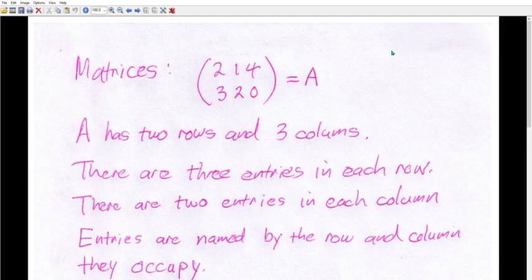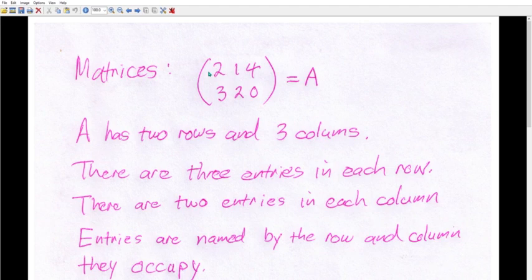Today we're going to discuss some basic ideas involving matrices. And the first thing I have to do is tell you what a matrix is. A matrix is an array of numbers. So here we have such a matrix.